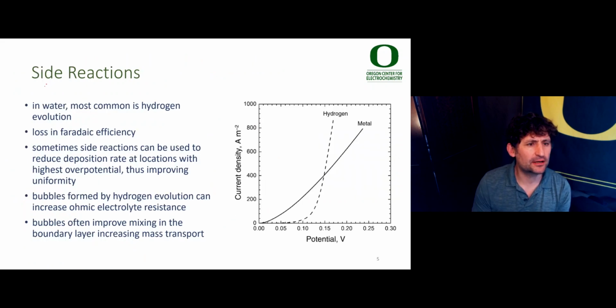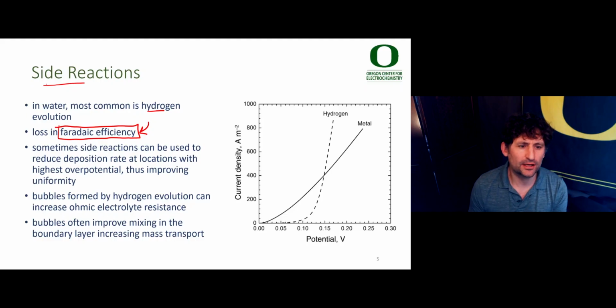We should also briefly talk about side reactions. In water, the most common side reaction is hydrogen evolution, that is, making H2 from water. This leads to a loss in Faradaic efficiency. Remember, Faradaic efficiency is the fraction of the current that goes towards the intended process. But sometimes side reactions can be used to reduce the deposition rate at locations with highest overpotential, thus improving uniformity. For example, you could use a side reaction with an additive that improves uniformity in this way.